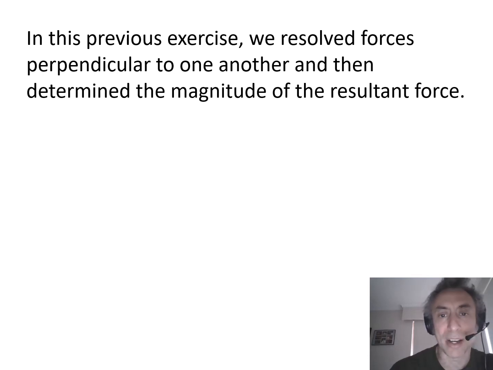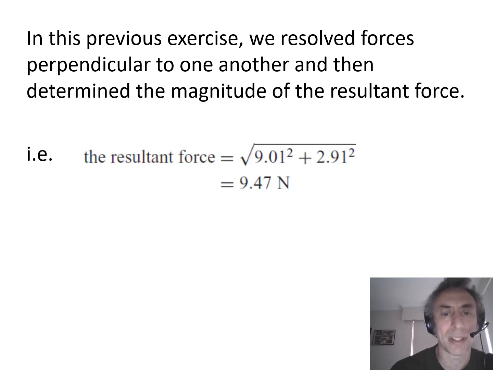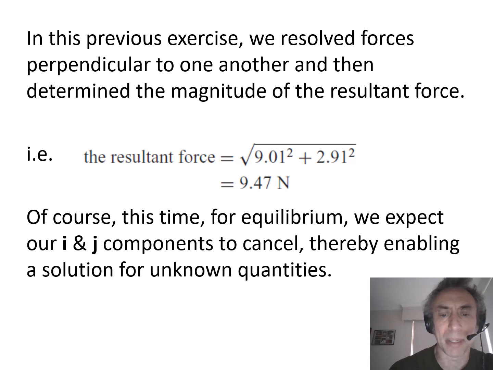So in that exercise, we talked about a non-zero resultant force. We squared our i components, we squared our j components, summed them, and took the square root to work out the magnitude of the resultant force. But in this situation, our resultant force has 0 magnitude, so we're expecting our i's and j's to cancel themselves out.